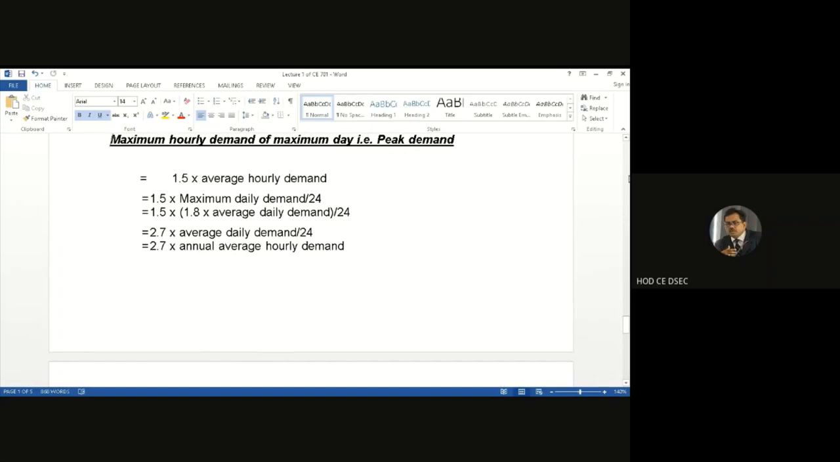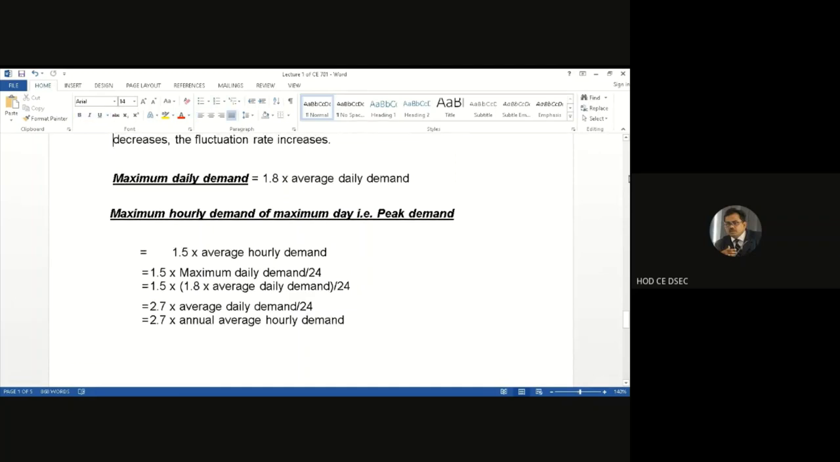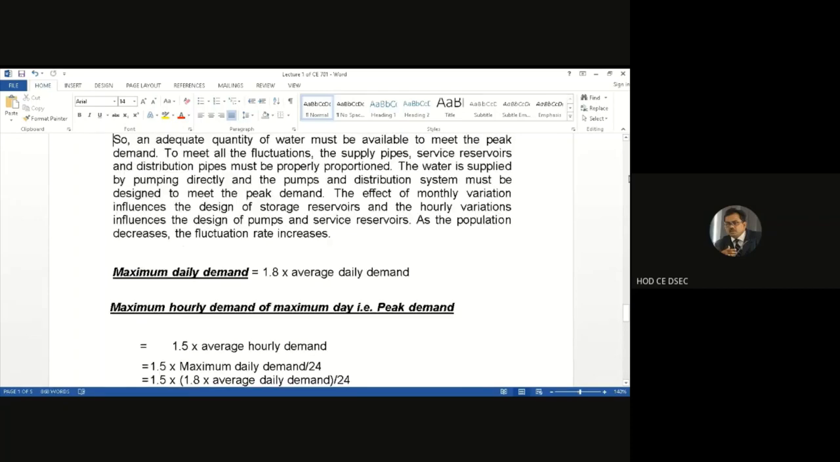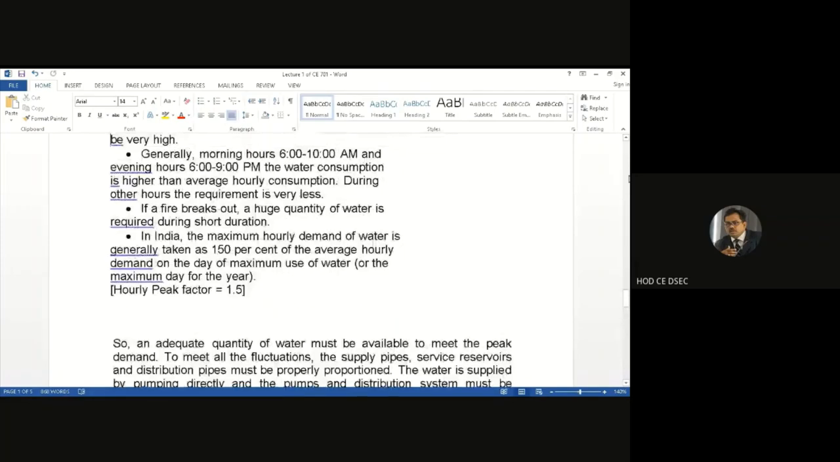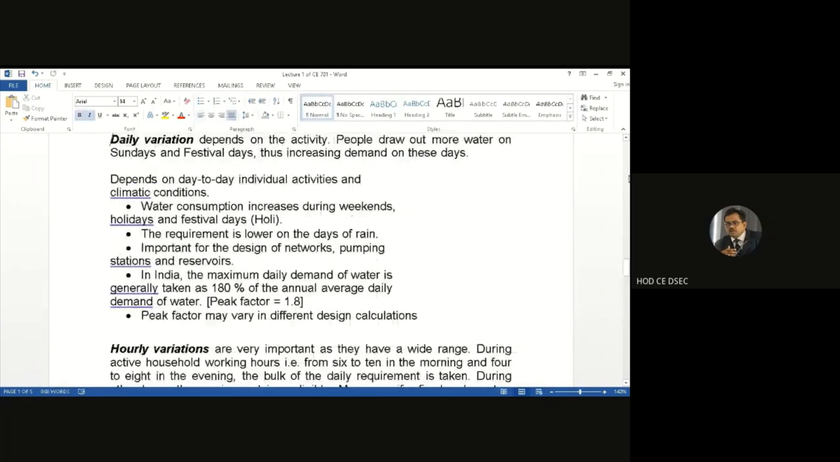So the multiplying factor, that means the peak factor, is considered based on the fluctuations of demand, whether seasonal, monthly, hourly, or daily. Depending on the conditions, hourly, daily, monthly, or seasonally, you have to choose the peak factor accordingly. For example, the maximum monthly consumption is 140% of the annual average daily rate of demand. Again, maximum seasonal demand is 130% of the annual average daily rate of demand. So these factors you have to take care of while designing for the fluctuation system.